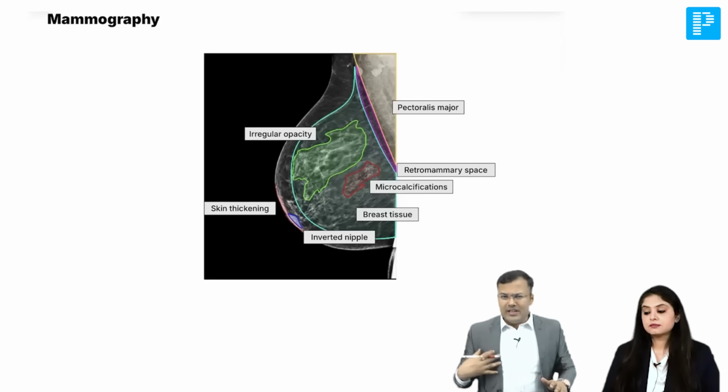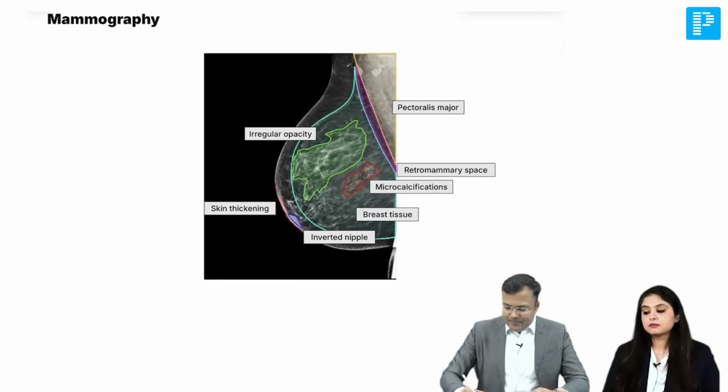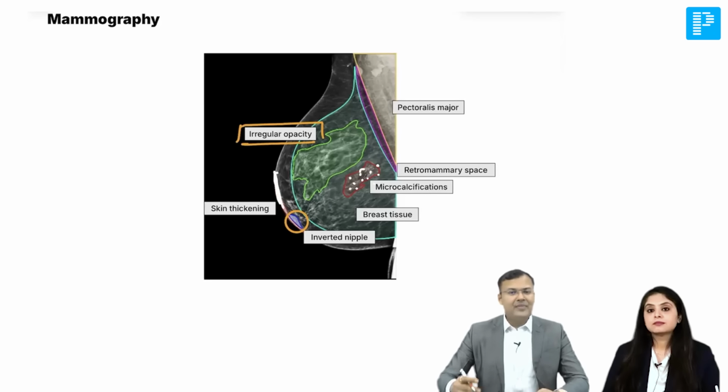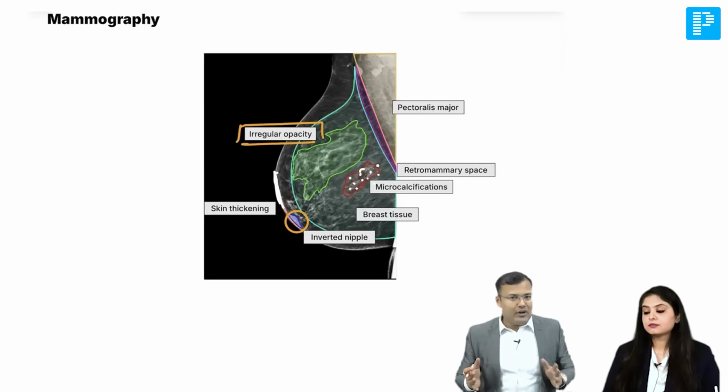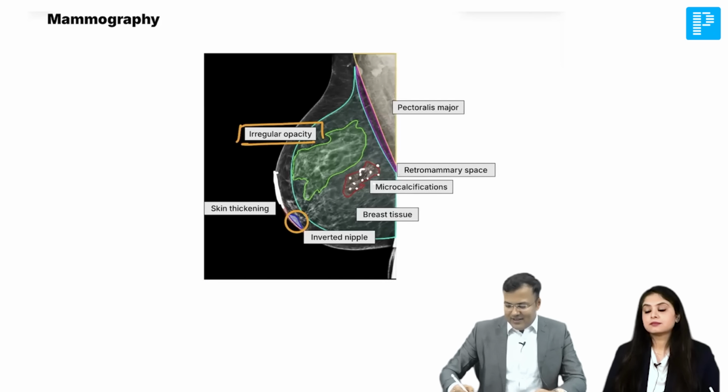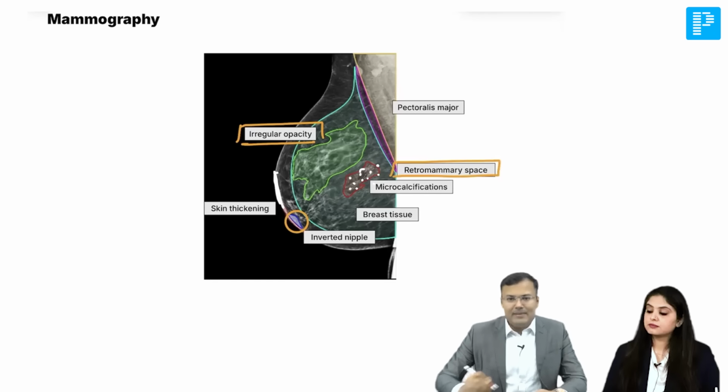Now see, what are the findings in mammography? Guys, whenever you see a mammogram, the first thing you have to see is the nipple. Notice the nipple, whether it's normal or retracted. In this case, you can see it's retracted. Second thing, you have to see the opacity, whether it has a regular margin or irregular margin. Third thing, you can see this kind of calcification. What is this calcification? Microcalcification. There might be skin thickening, and behind the breast, which muscle is there? Pectoralis major. In between the breast and pectoralis major, there is a space. What's the space, guys? Retromammary space. So there is obliteration of the retromammary space. So these are the findings seen in breast cancer.